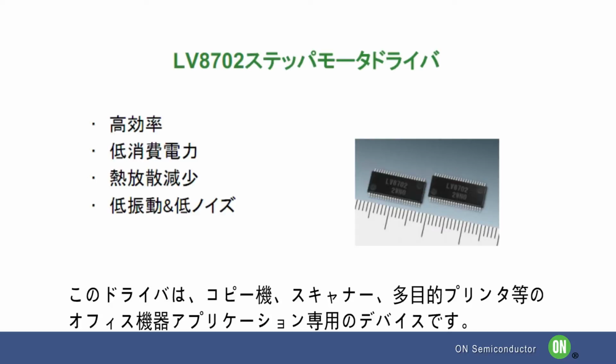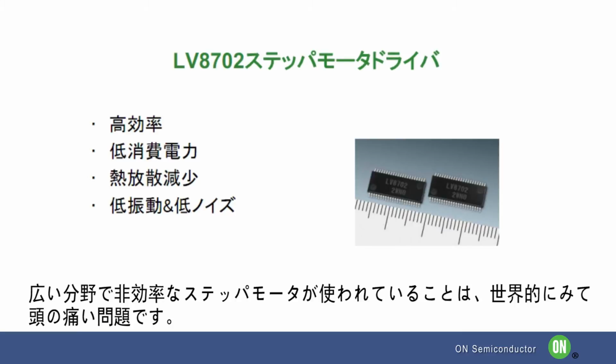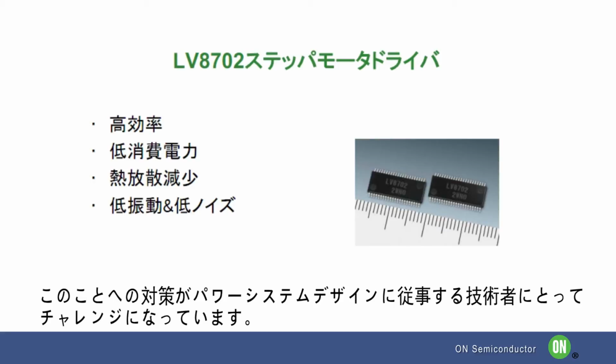The device was specifically designed for office automation equipment applications like copiers, scanners, and multifunction printers. The poor energy efficiency of stepper motors utilized in a wide range of electronics applications has been an area of concern to communities the world over and a challenge to power system design engineers. The LV8702V meets this challenge by providing a unique driving system that enables it to achieve no-load power consumption savings.